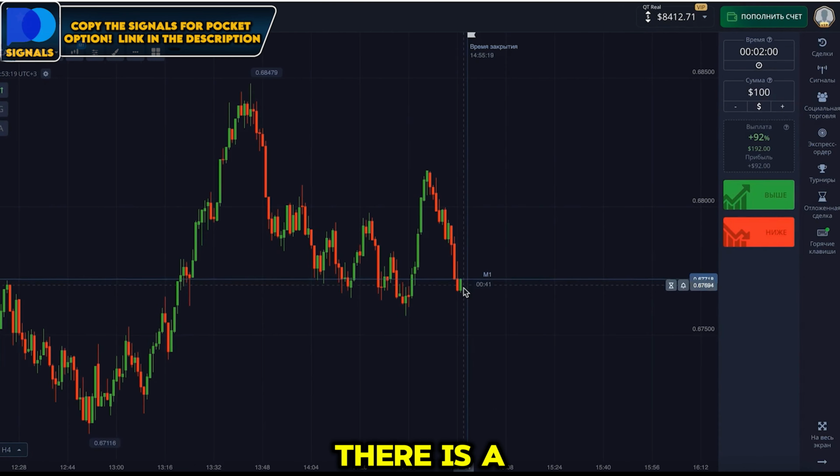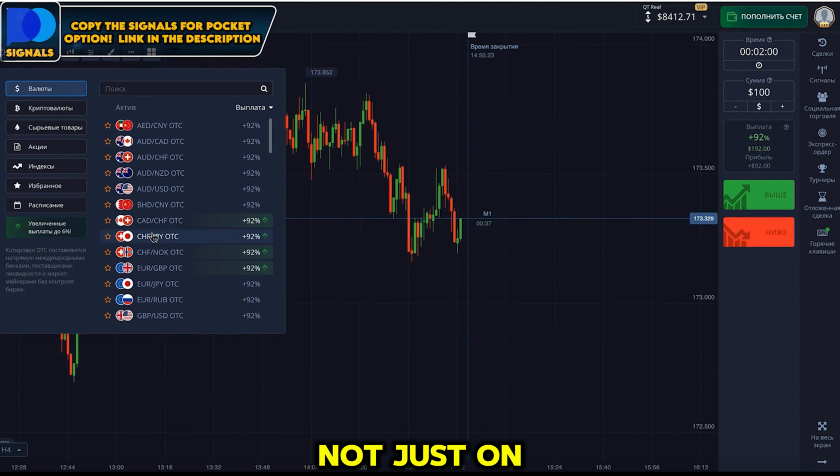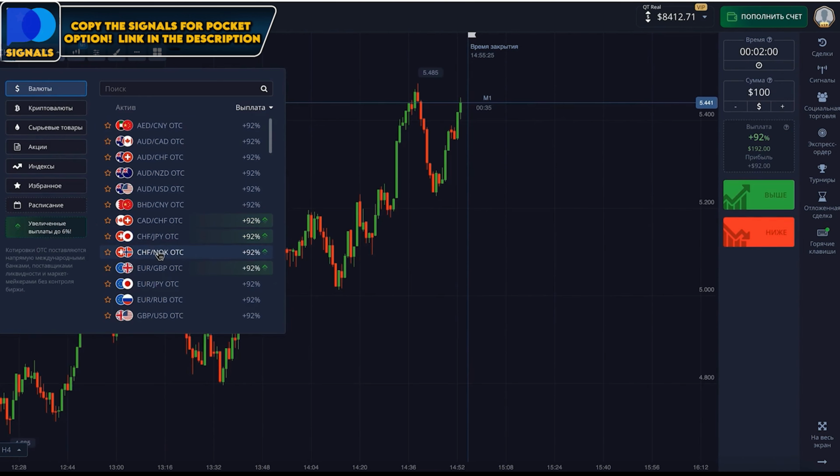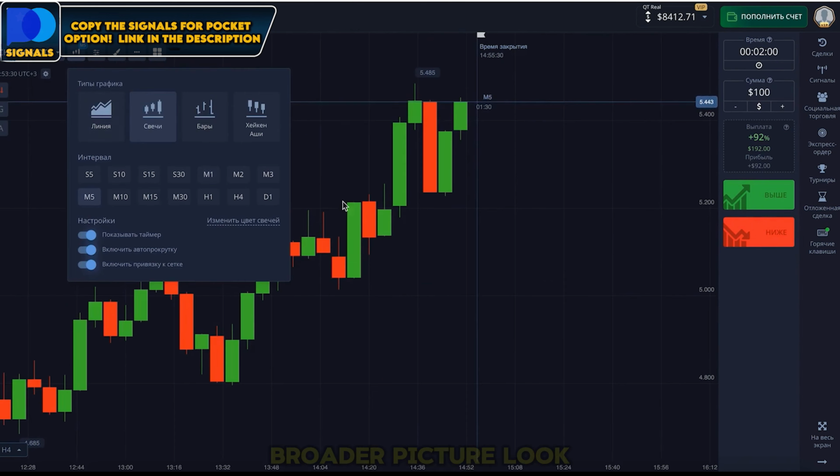Look. There is a reaction from the level happening right now. There are many situations, not just on one currency pair. Let's move on and see. Let's switch back to the 5-minute chart to get a broader picture.